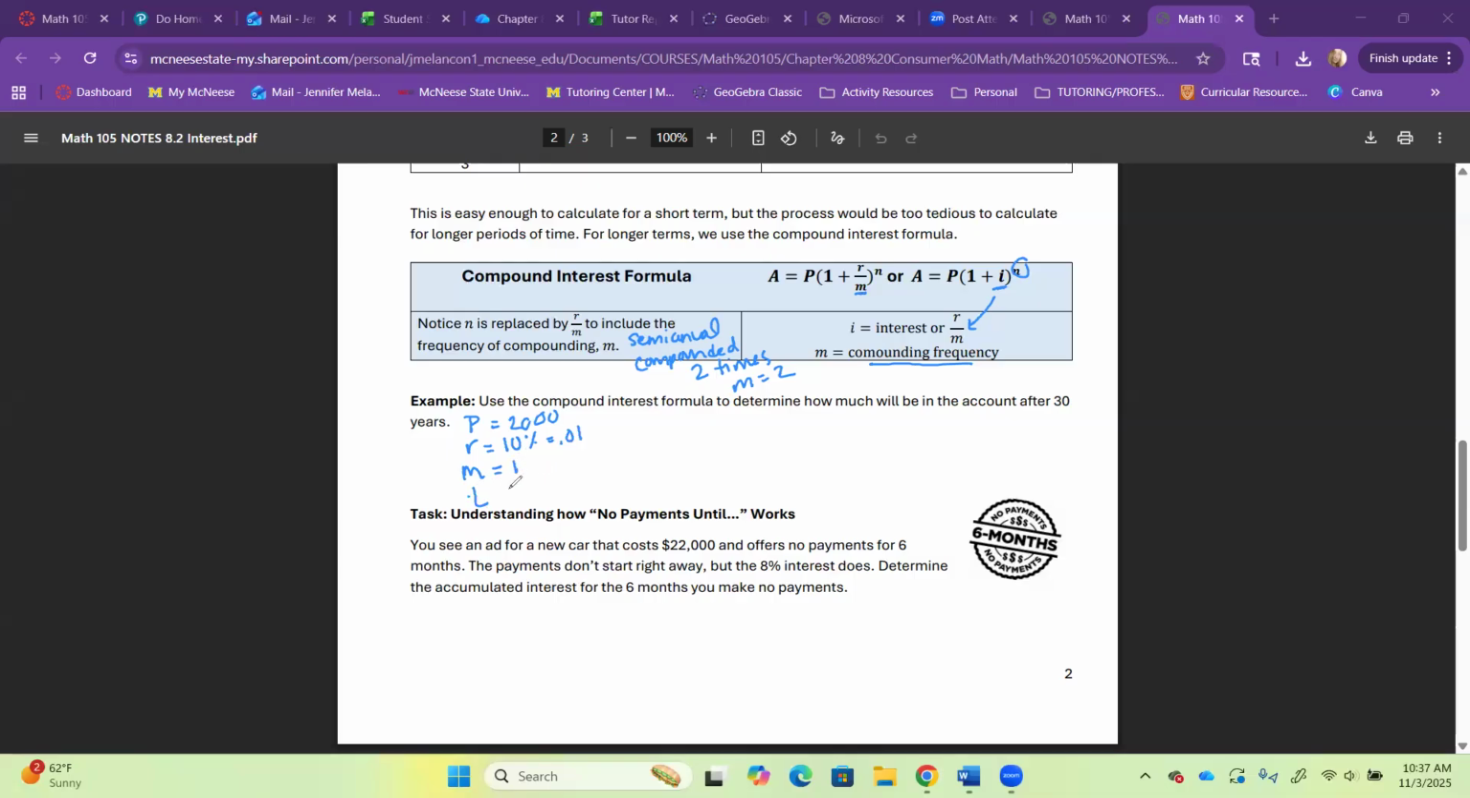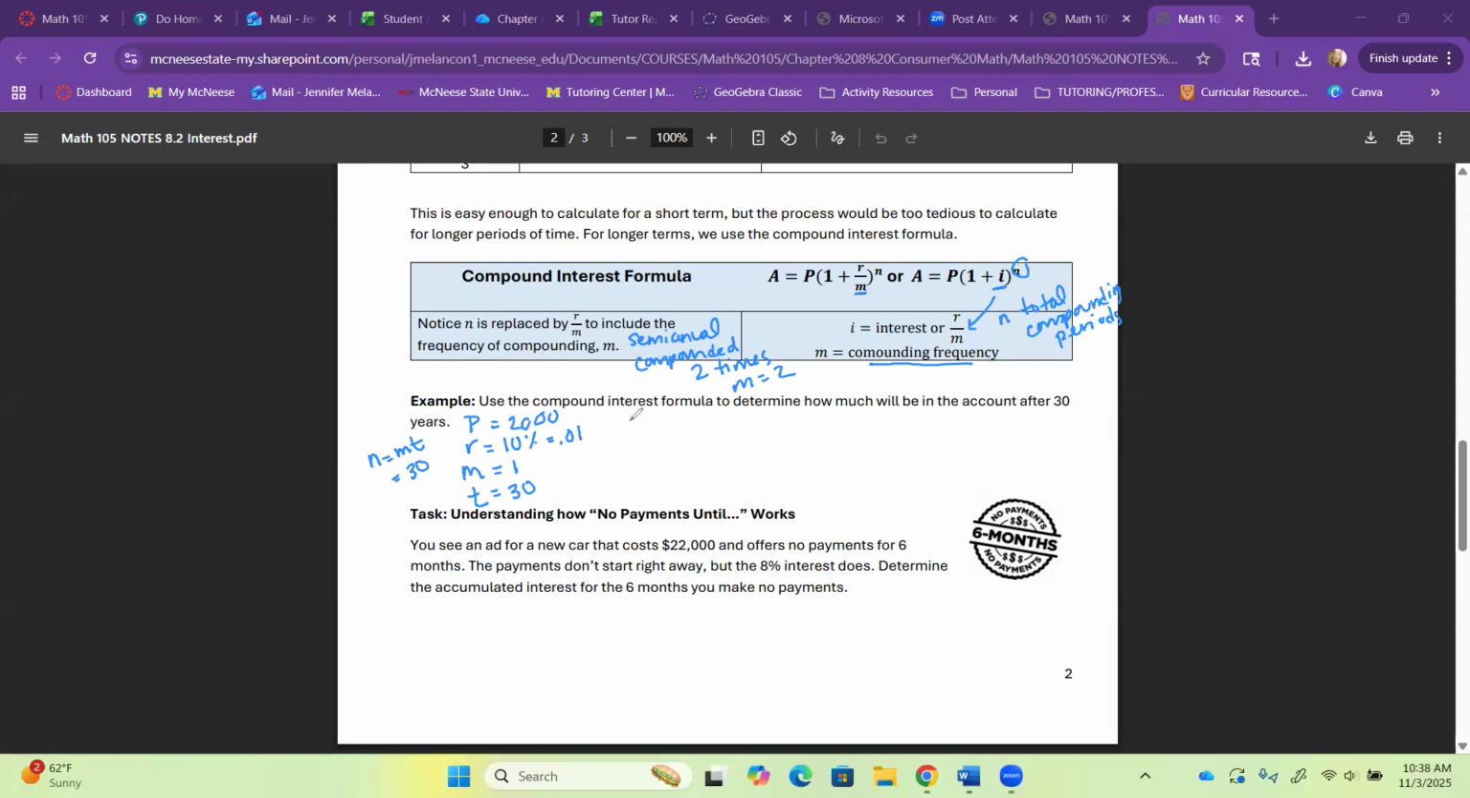The time is now 30 years, and N is still M times T. It's going to be the total number of compounding periods. I should have included that on here. Total compounding period. So how many times does this get compounded? And for us, since it's only being compounded once a year, that's going to be equal to 30. But typically you would be talking about monthly. Like think about your car note. For 5 years, you do it, or whatever. Say it's 5 years and you pay it every month. So that means your interest is compounded 12 times a year, times 5, so it's compounded 60 times. So that would be your N. But in this case, it's just 30 because our M was 1. It's only being compounded once a year.